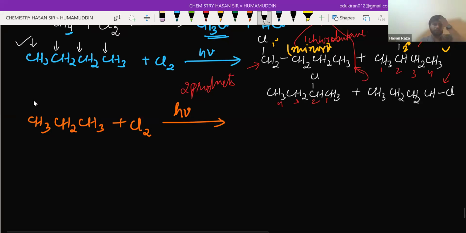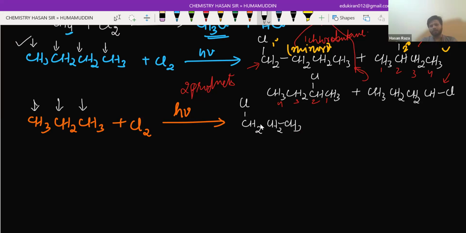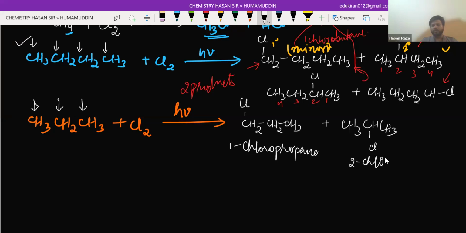So Humam, you need to replace this hydrogen with chlorine, this hydrogen with chlorine, and this hydrogen with chlorine. If you replace that with chlorine, this is the product and its name will be 1-chloropropane. And if you replace the hydrogen from the in-between carbon, it is 2-chloropropane.